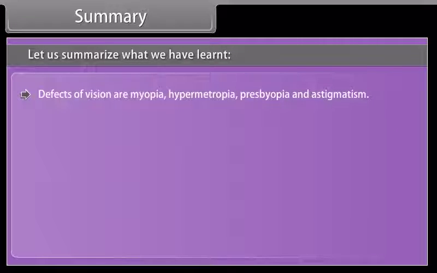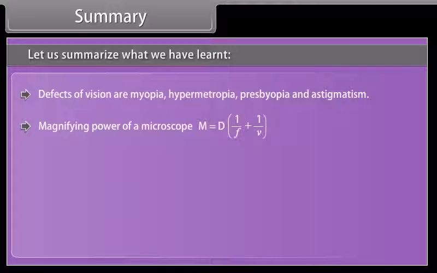Defects of vision are myopia, hypermetropia, presbyopia, and astigmatism. Magnifying power of a microscope, m is equal to d into 1 upon f minus 1 upon v.